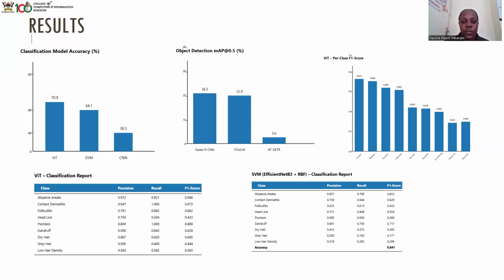Then YOLOv8 for detection achieved mAP at 0.5 of 33.9%, which is slightly below Faster R-CNN's 36.3%, but YOLO offers better speed for real-time use, and contact dermatitis was most detectable. Dandruff and head lice were challenging. Then SVM with EfficientNet gave 64.1% accuracy but failed completely on psoriasis.